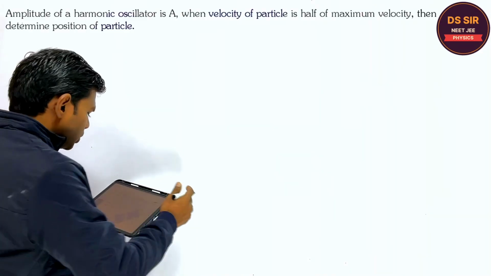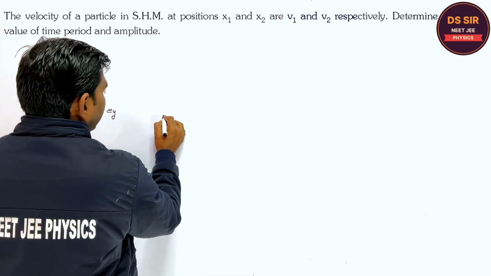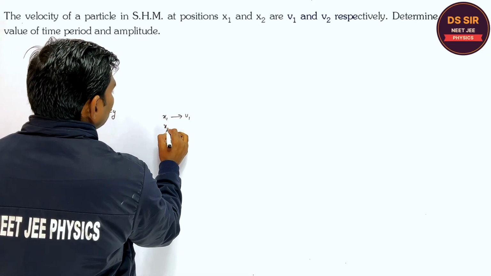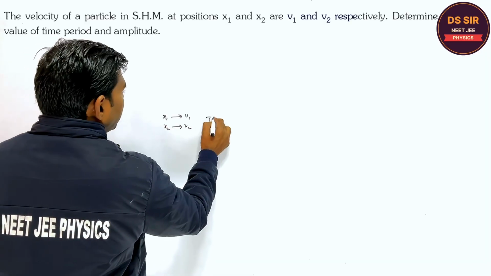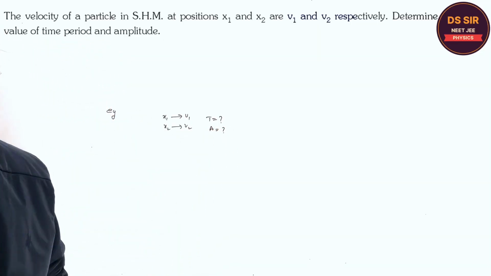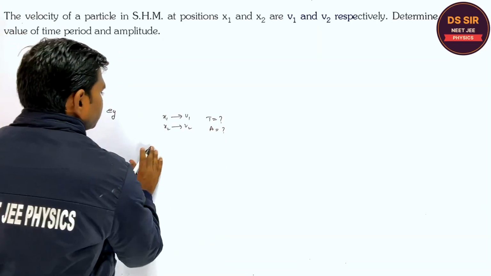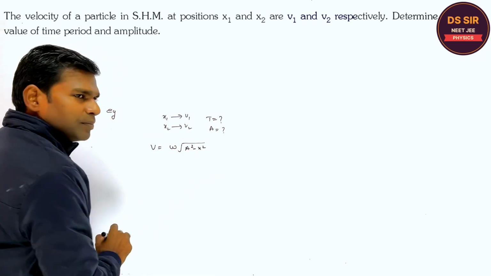Copy this. Read this question. In this question, the velocity of the particle at x1 is v1 and at x2 is v2. You have to find the time period and the amplitude, right? So this is a very good question. Many times this is asked. We will use the formula a square minus x square, right?